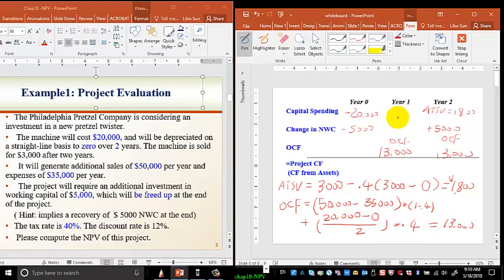Okay, now we finished fill in all the blank for 3 categories. Our job is going to figure out the cash flow from assets for every single year. So we simply add up from 3 categories. Year 0 total is negative 25,000. Year 1 we have 13,000. Last year we have 3 items, so the total of 19,800. So we get a cash flow total done.